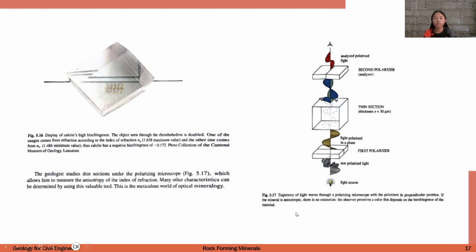So, I hope you understand that. So this is the analyzed polarized light. The thin section, the thickness is 30 micrometer. Light polarized in a plane. First polarizer, non-polarized light, and light source.